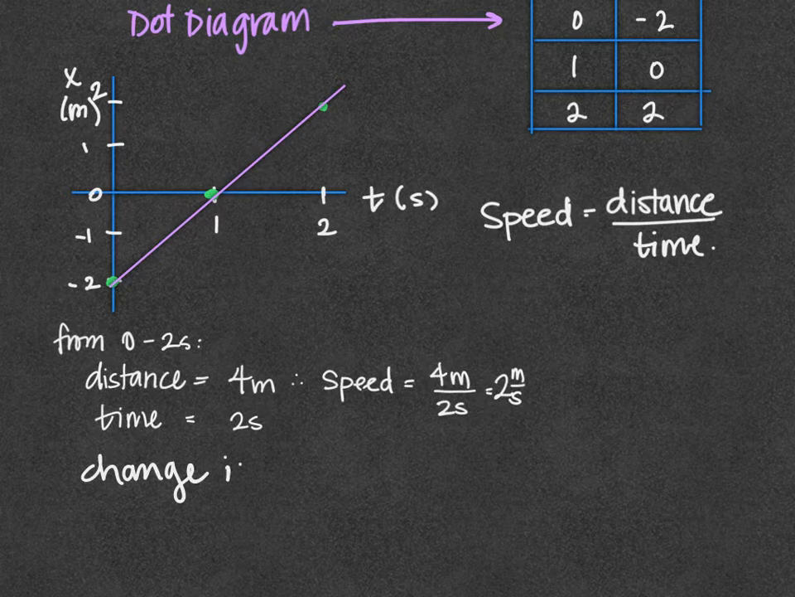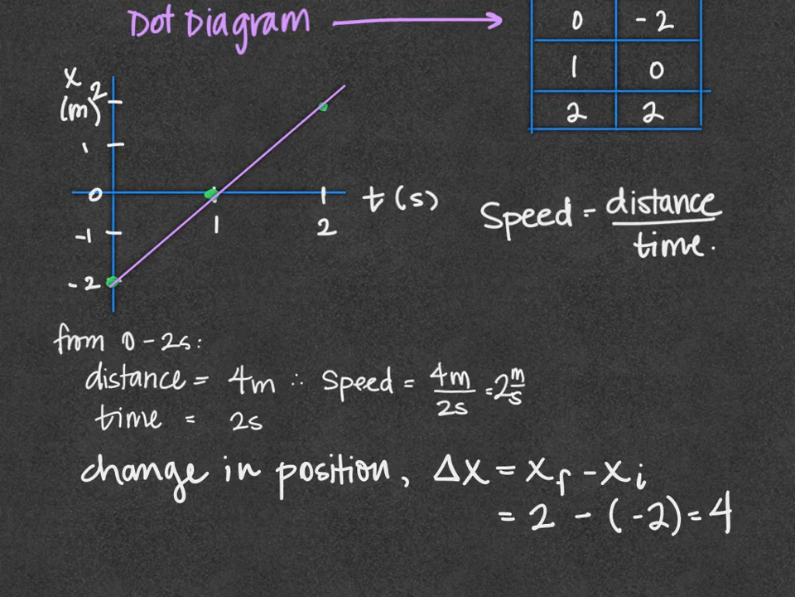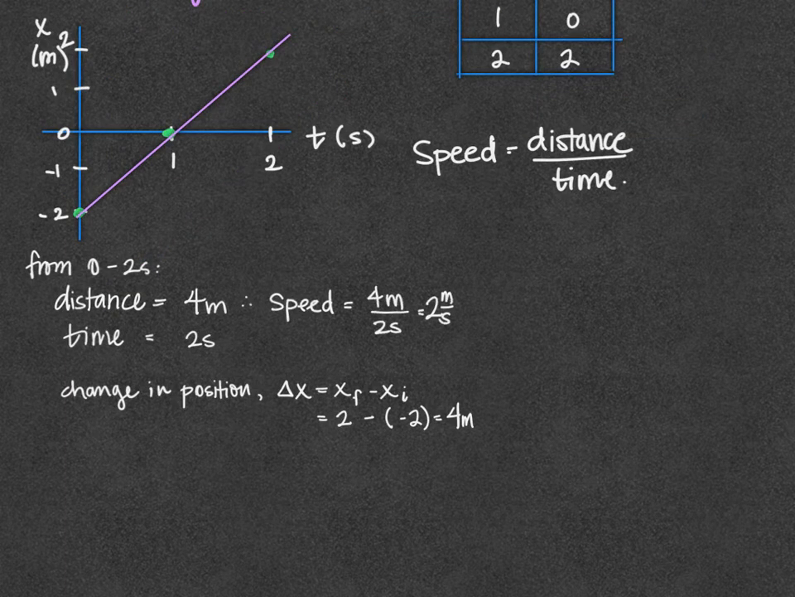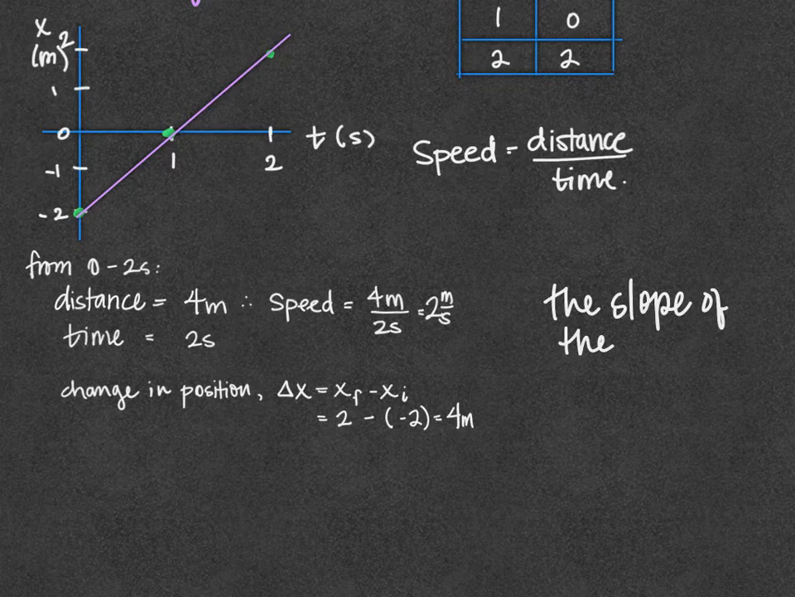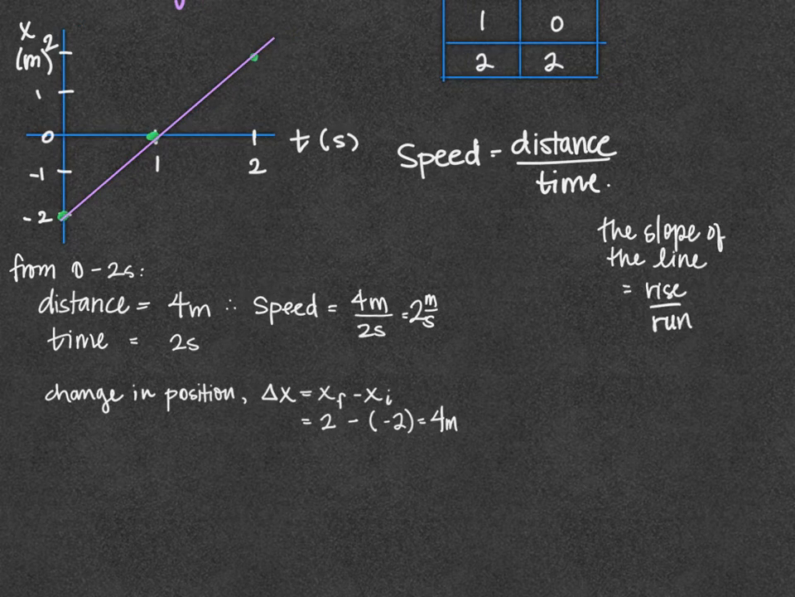Now the change in position is a different calculation. It should be the change in position is the final position minus the initial position. Delta x equals x sub f minus x sub i, and my final position is positive 2, and my initial position was negative 2. So 2 minus a negative 2 gives us 4 meters, and the slope of a line in general is rise over run.